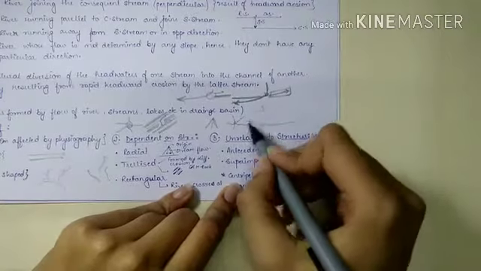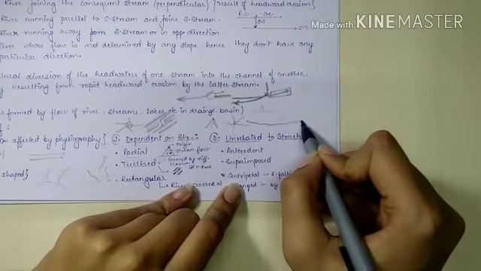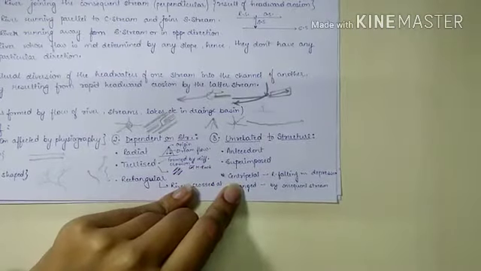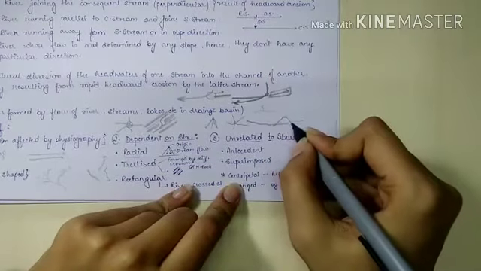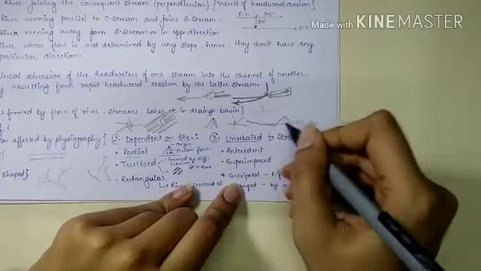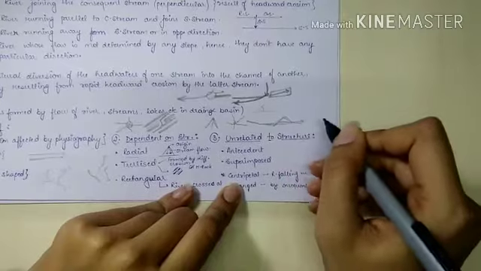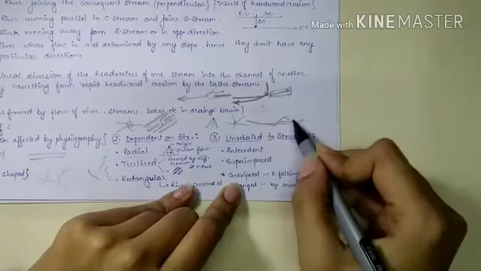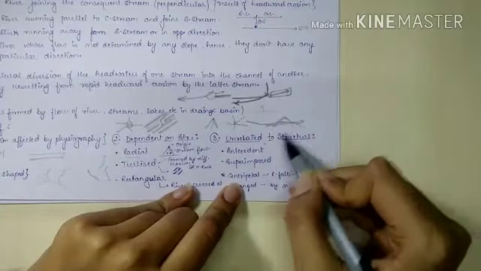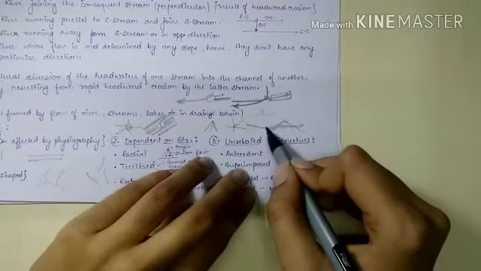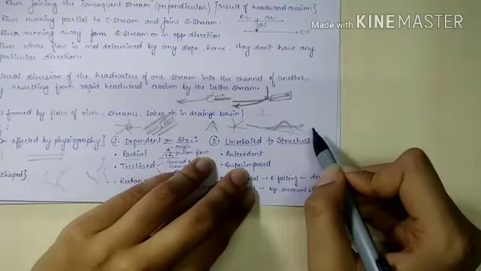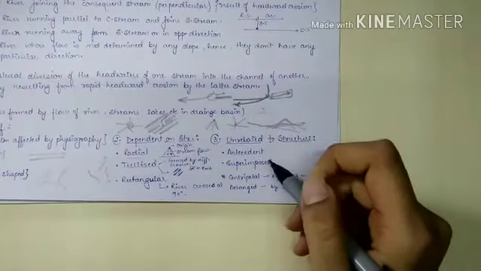From upper areas, like from China. So what happened when the Himalayas were formed, the rivers were cut off and others formed another direction to flow. Okay, so the best example of this one is Brahmaputra. So it has changed its course. Initially it was flowing like this, but due to formation of Himalayas, it has changed its course. So this is known as antecedent.